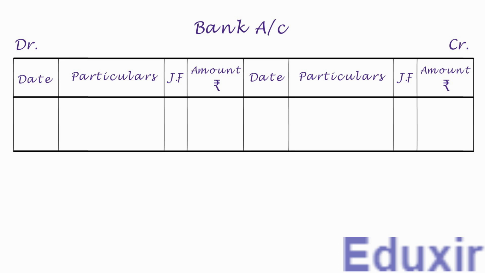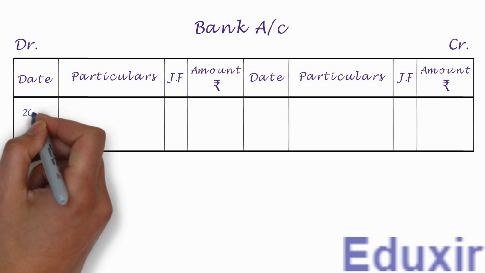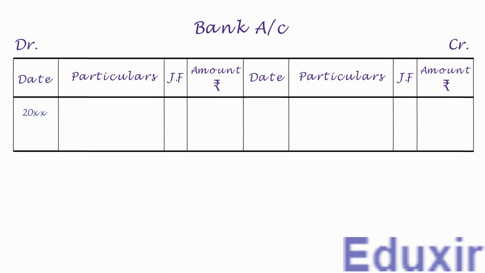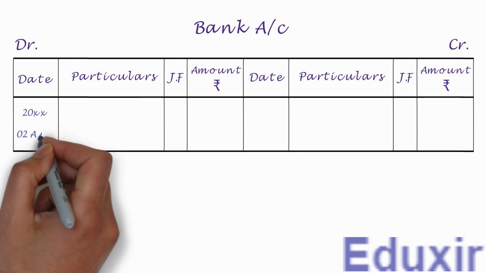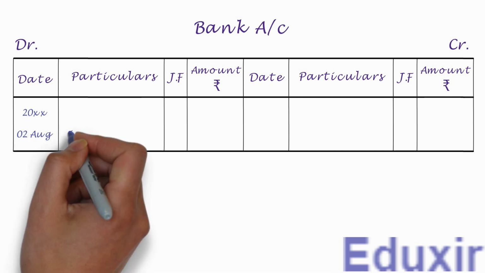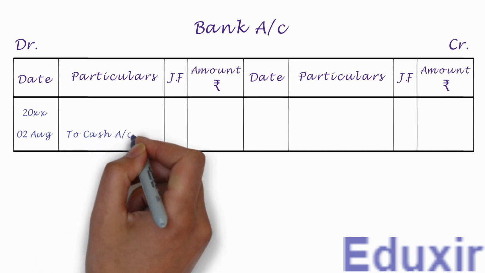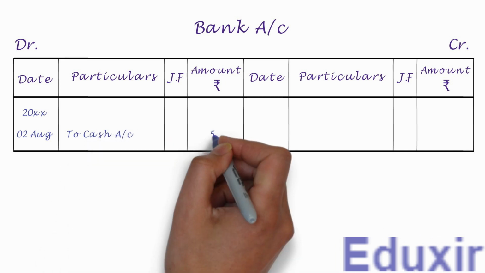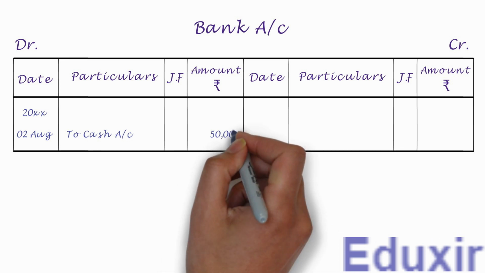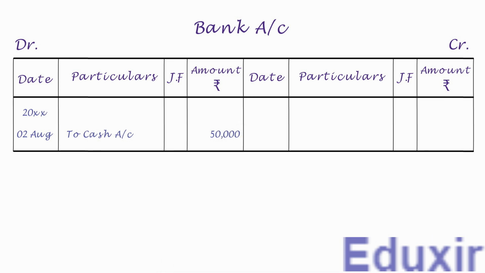Now on the debit side, let us first write the year in the date column. Let us now write the date. We need to write to cash account into the particulars column. Let us write the debit amount of 50,000 rupees into the amount column. With that, we have completed the posting of this journal entry into the bank account. Let us now take up the next entry.